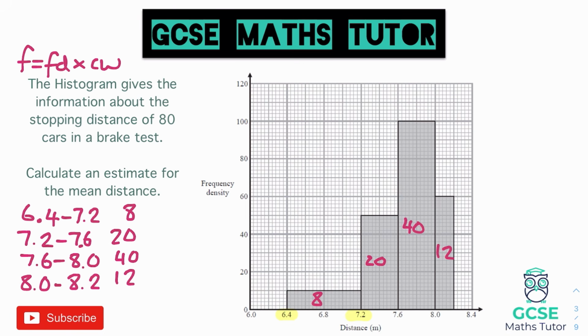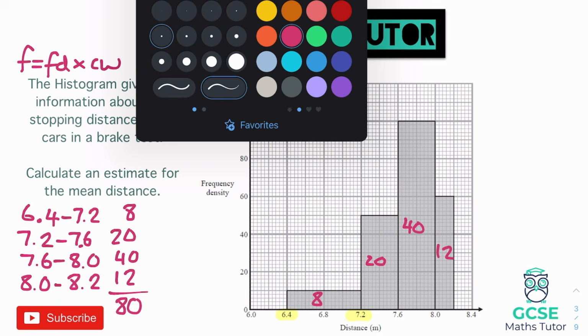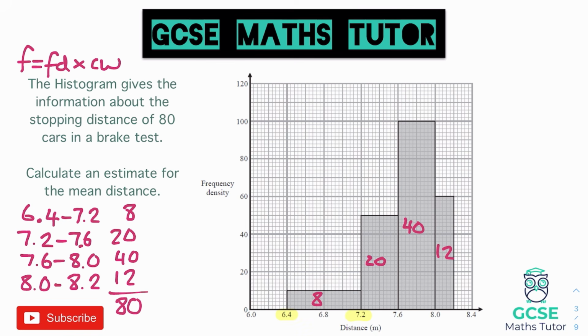So first things first, we'll get the total frequency. So if we add these up, that adds up to 20, 40, 80, so we have a total frequency of 80. But in order to work this out, we need to actually get our totals by multiplying the midpoint by the frequency, just as you would in a group frequency table.